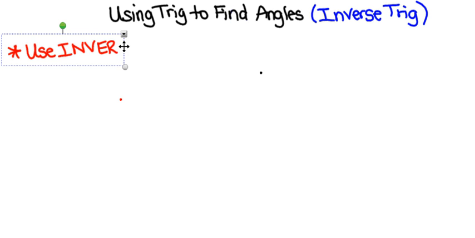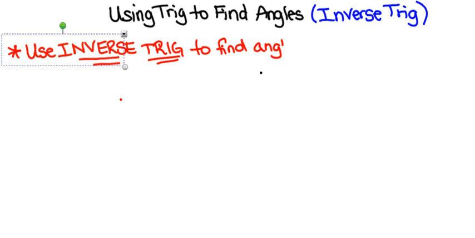Up until now, all of the work that we've been doing has been in finding sides. But today we're going to bump up our knowledge and our understanding to the next level, and we're going to talk about using inverse trig to find angles. So you might say, well, what is inverse trig? What does inverse trig look like? So inverse trig is going to be very similar to your sine, your cosine, and your tangent that you've seen before.